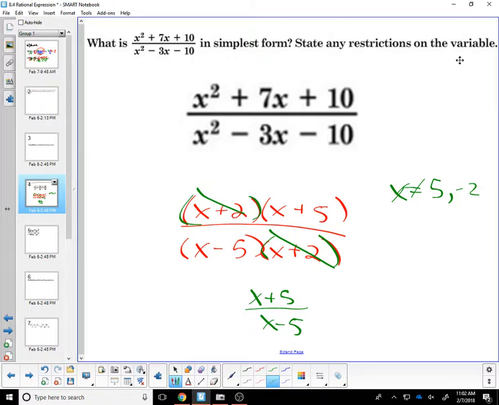But here's what we have. Even though it's simplified to this, what are the restrictions on it? X cannot be 5, and it cannot be negative 2, because you always have to think back to the original expression there.